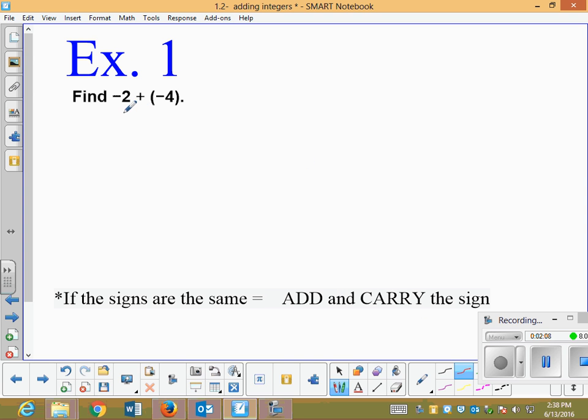So I can add 2 and 4 in my head, which is 6. So we're going to carry the sign that they both have in common, which is a negative. So we'll put here a negative. So the answer is negative 6. So we'll use that as our answer. It's like saying we have negative 2 apples and we have a negative 4 apples. So that's going to be a negative 6 apples.